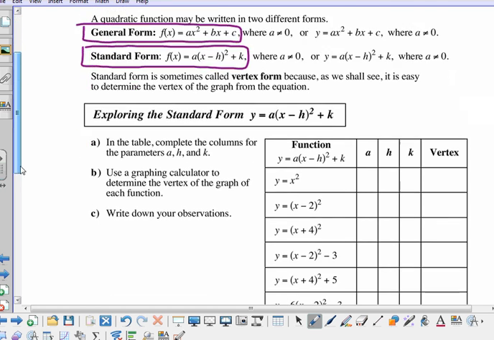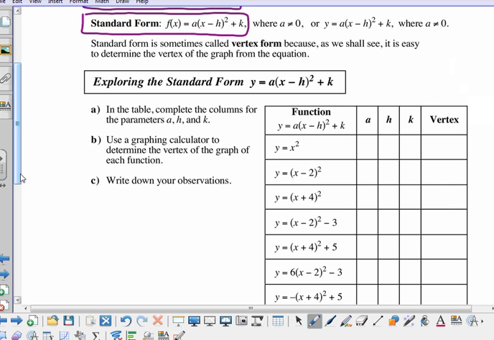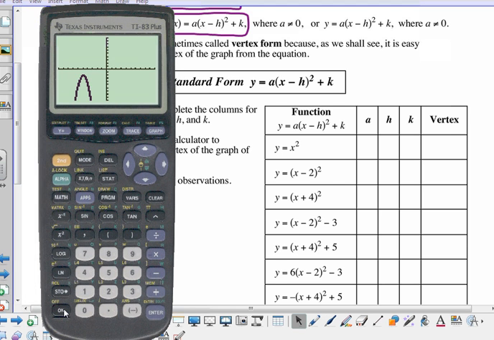Okay, well let's look at this. So what we're going to do is grab our graphing calculators, and we're going to graph y equals x squared on our graphing calculator. So y equals, clear both of those, x squared. So everything is actually compared to x squared.